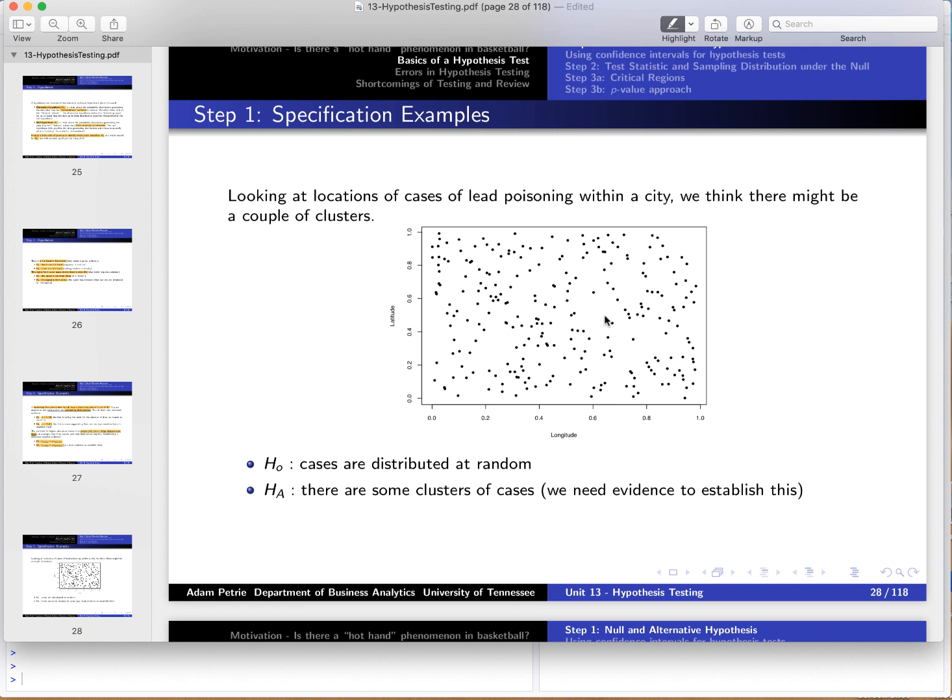Well, to establish the presence of clusters, that's going to require some evidence. So in that alternative hypothesis, we'll say that there's some sort of clustering going on to these cases. We need evidence to establish that. Otherwise, we'll start out with the assumption that the cases are distributed at random throughout the city. So the opposite of there being some sort of clustering is that the cases are just distributed at random. That's going to be in our null hypothesis, and we'll go with that until the data suggests that there really is clustering here.